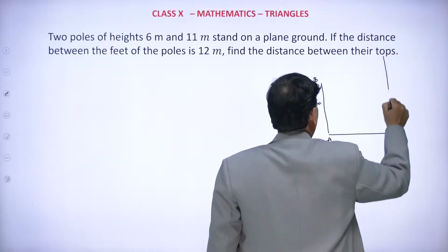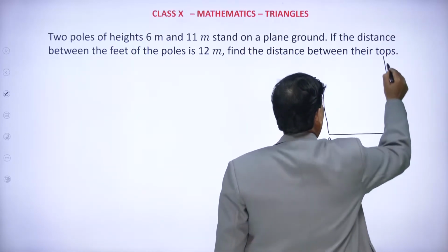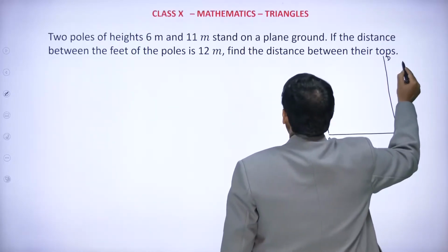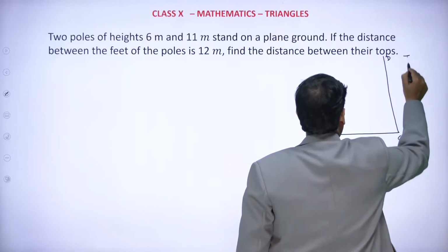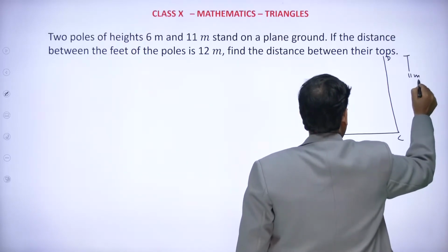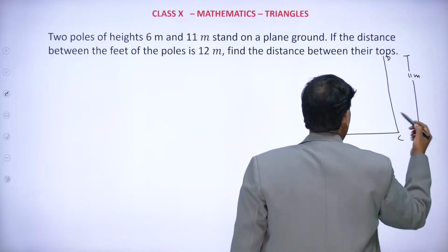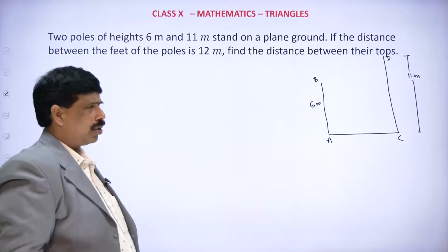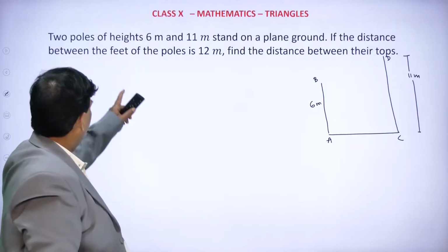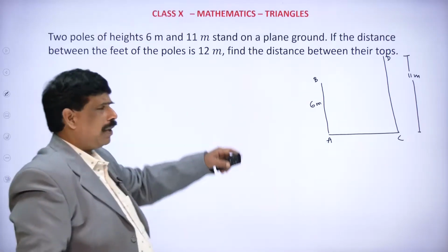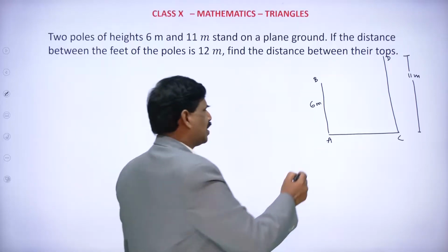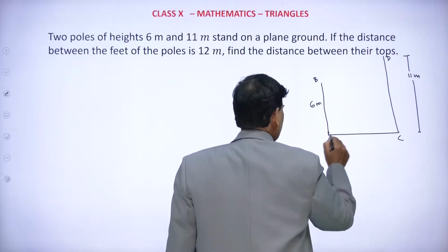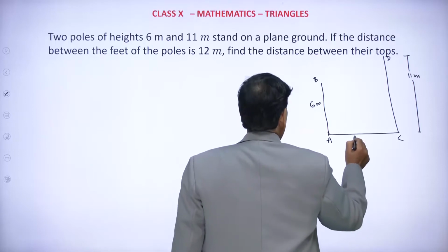So you take another pole, CD, whose height is 11 meters. So this is 11 meters from here to here. Okay, AB and CD are the two poles. Now, the distance between the feet of the poles, that means this distance, is 12 meters.